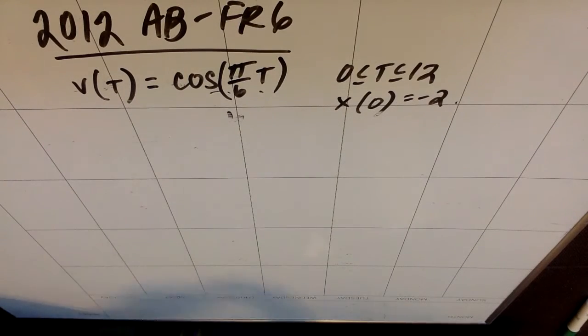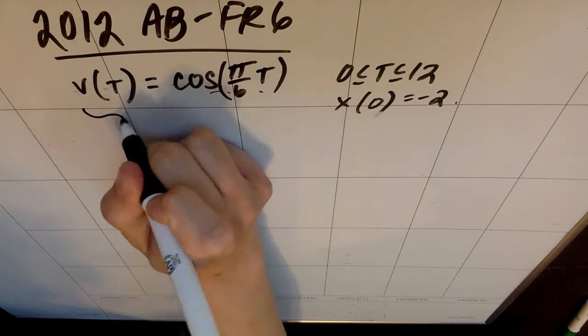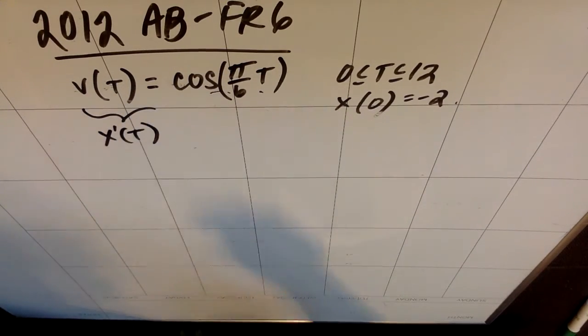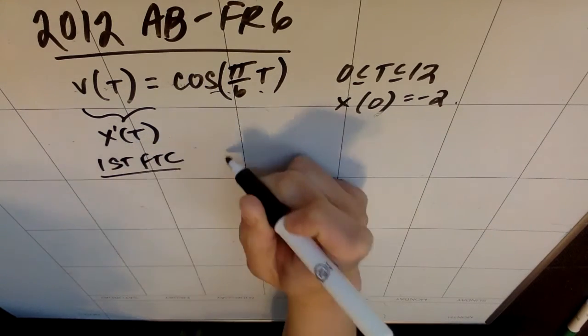All right, so part D. Find the position of the particle at t is 4. Okay, so this is that first fundamental theorem of calculus question. So the mental leap here is to recognize that v of t is the same as x prime of t. Remember that the first fundamental theorem of calculus, we see this over and over again.